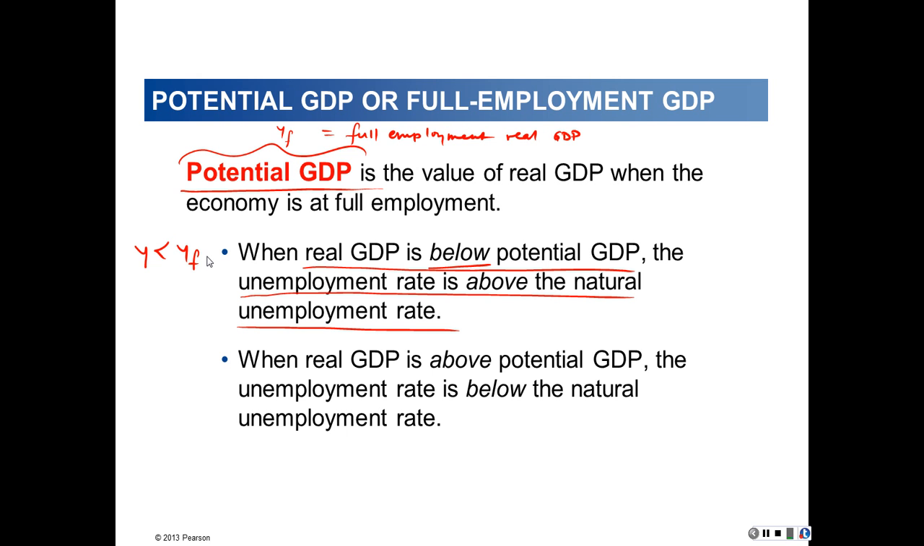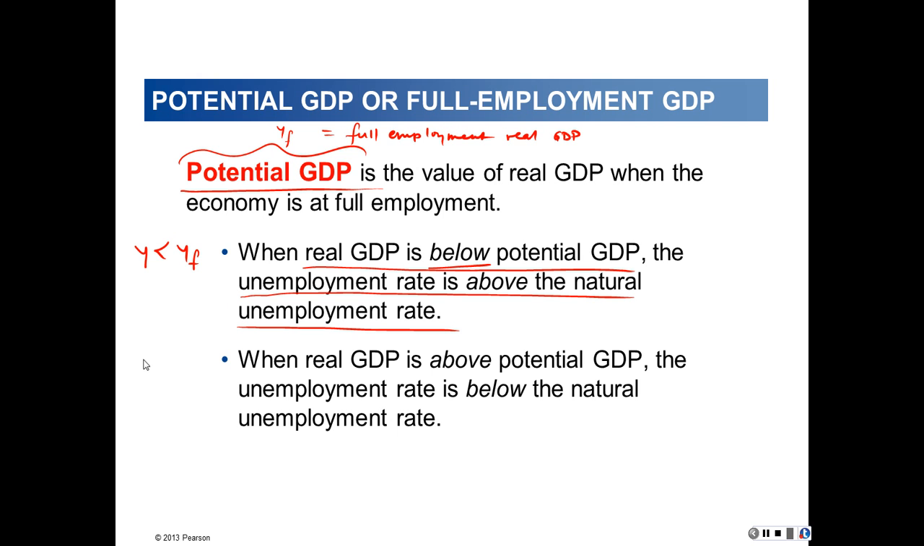Am I making sense here? So when this is true, this must mean that there are cyclically unemployed workers in addition to the naturally unemployed. And this is going to cause the unemployment rate to be greater than 4%, 4% being the commonly believed natural rate for the US.